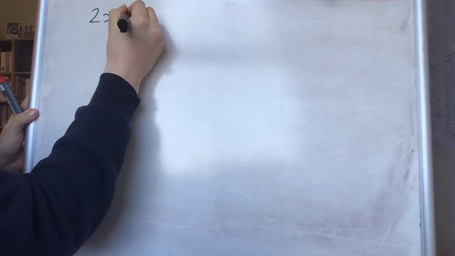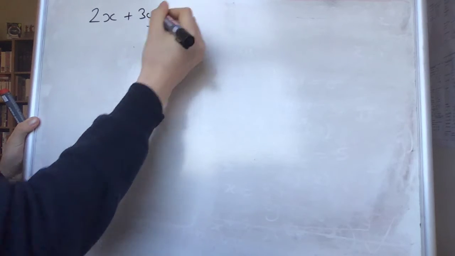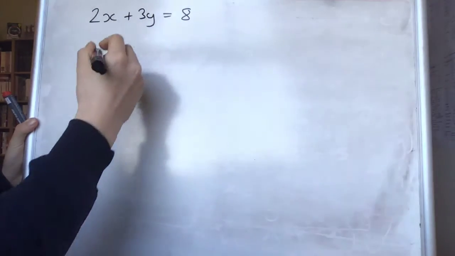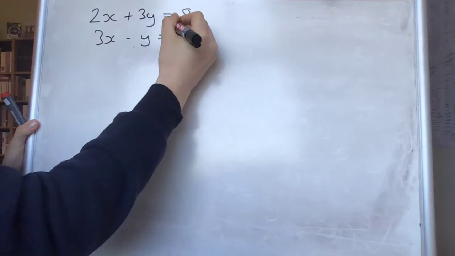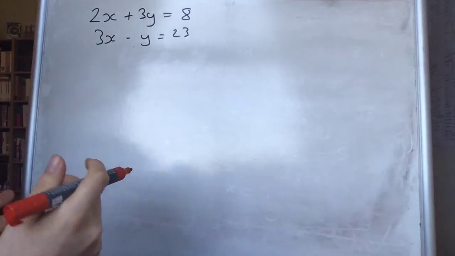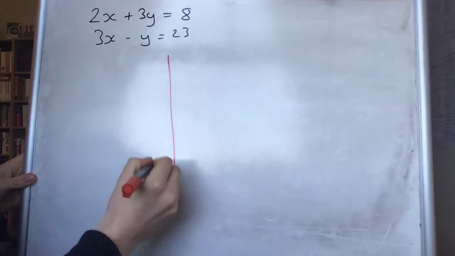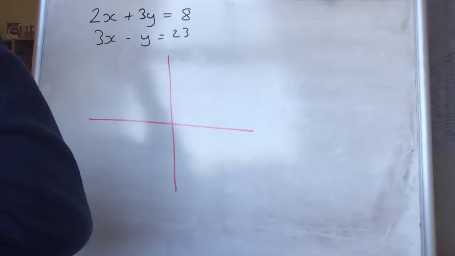We want to draw on the same axis the graphs of 2x + 3y = 8, and we also want to draw 3x - y = 23. So what we'd do initially is draw a pair of axes. And I'm not going to do this fully. You could obviously calculate, making tables for each of them.